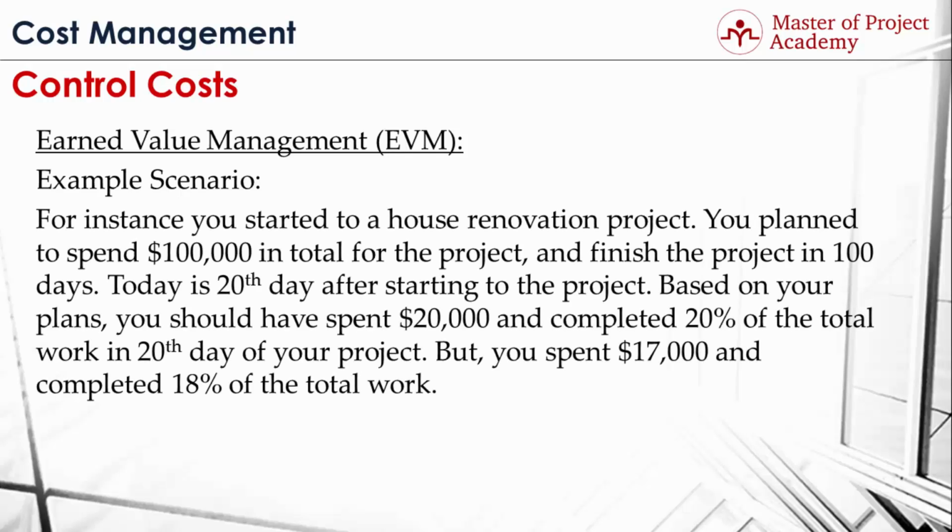Here is our example scenario. You started a house renovation project. You plan to spend $100,000 in total for the project and to finish the project in 100 days. Today is the 20th day after starting the project. Based on your plans, you should have spent $20,000 and completed 20% of the total work by the 20th day of your project. But you spent $17,000 and completed 18% of the total work. What are the planned value, earned value, and actual cost for this scenario? Let's see them one by one.